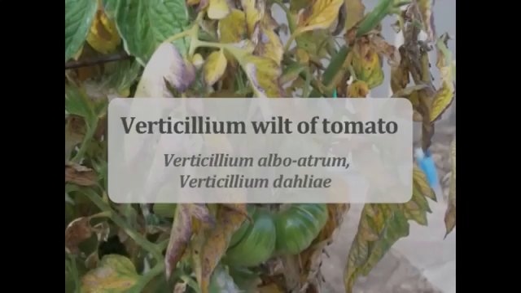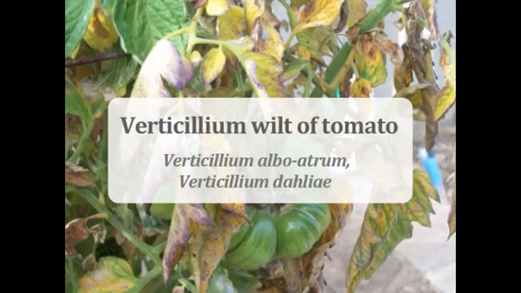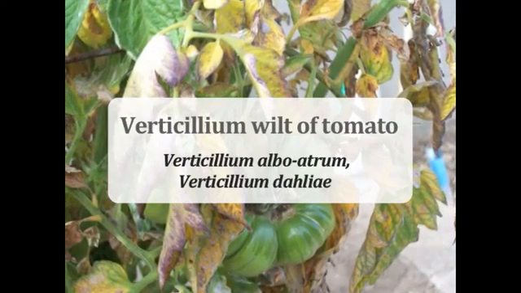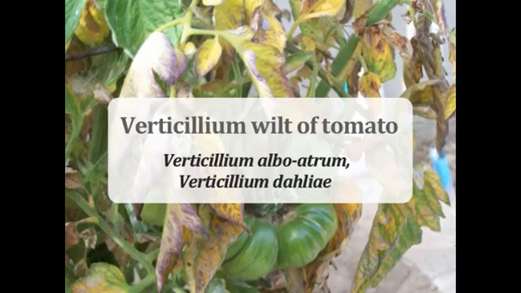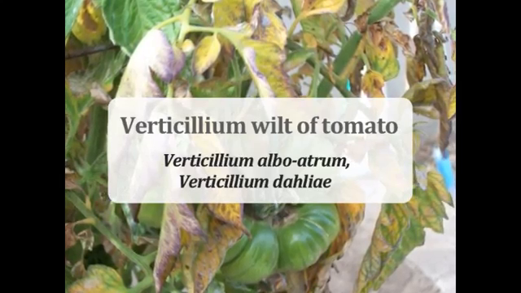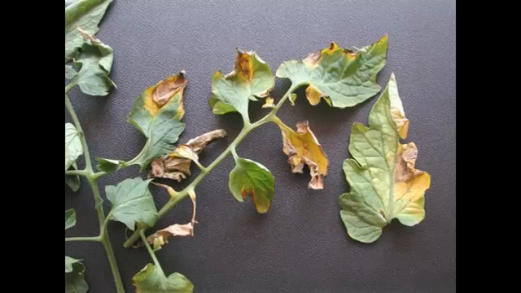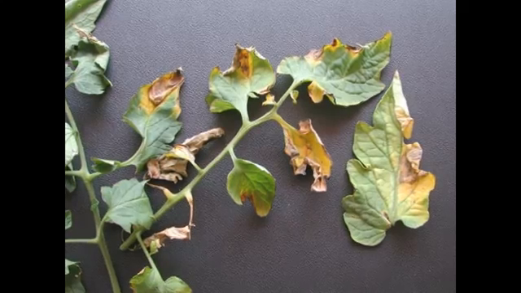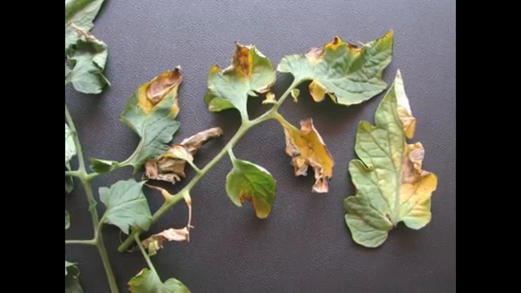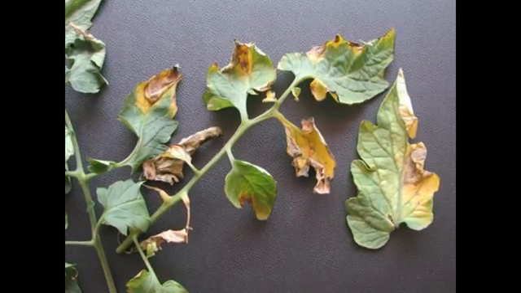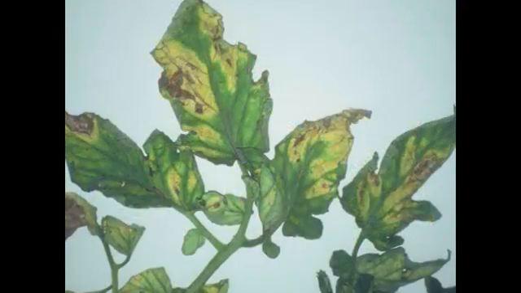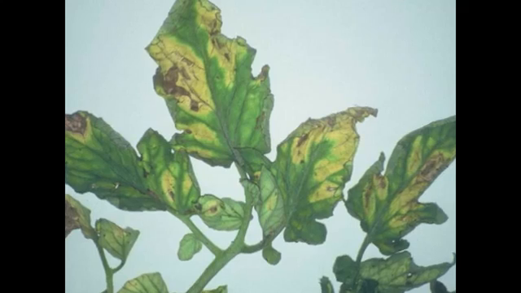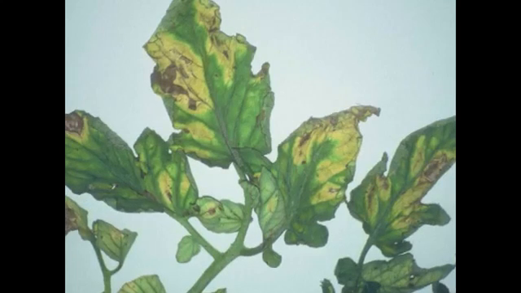Next disease is the Verticillium wilt of tomato. It is caused by Verticillium albo-atrum and Verticillium dahliae. Symptoms of the disease: the bottom leaves become pale, then tips and edges die, and leaves finally die and drop off. V-shaped lesions at leaf tips are typical of Verticillium wilt of tomato.